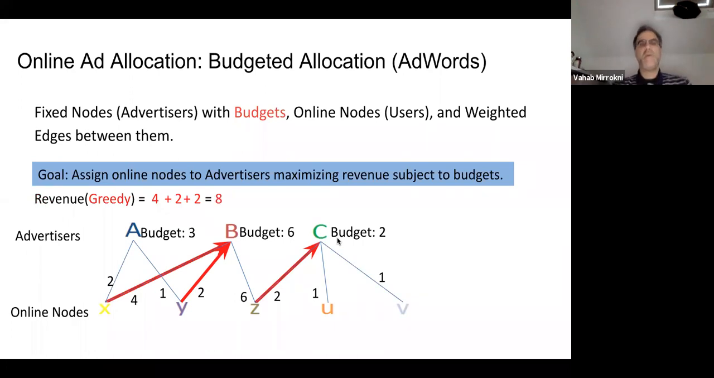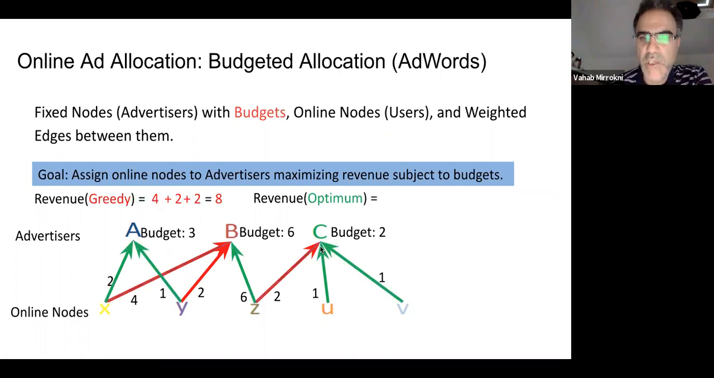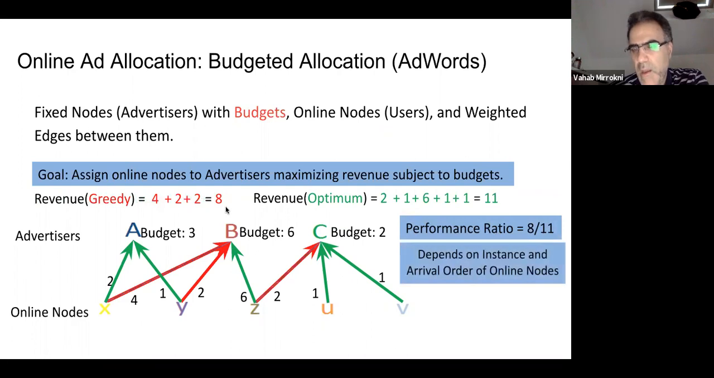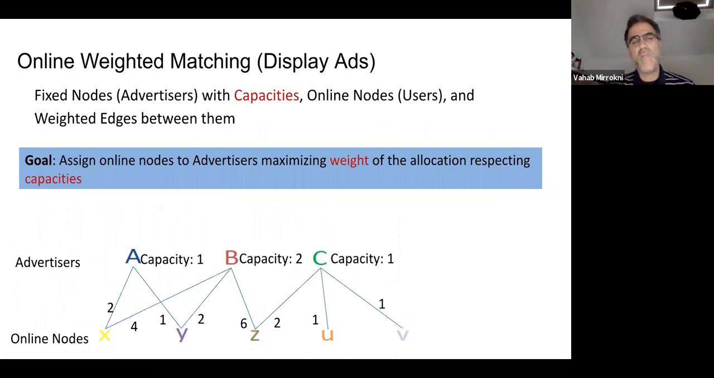The greedy algorithm here will give us a revenue of 8, but the optimal allocation is to go after this other matching, which has value 11. So we say here that the greedy algorithm achieves an approximation factor of 8 over 11. And this approximation factor depends on the instance and the arrival order of the online nodes. So we are facing an online optimization problem. So that was online budgeted allocation.